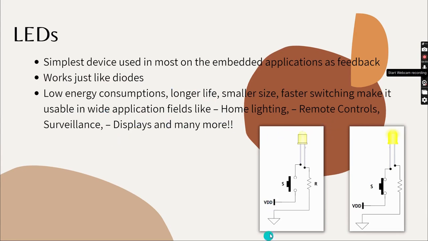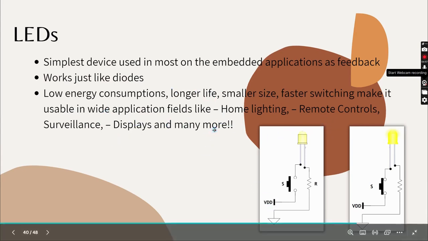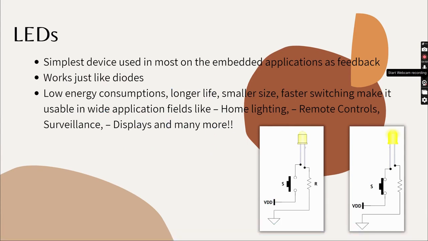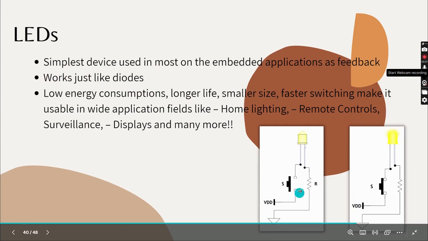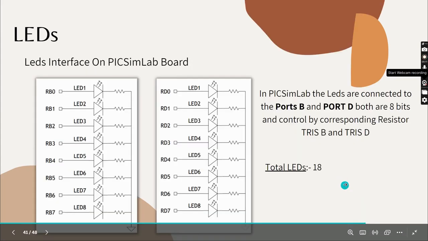And this is the connection of an LED. Our LED has two pins, the first one is the anode and the second one is the cathode. The cathode pin is connected through a switch to ground, while our anode pin is connected to our microcontroller.